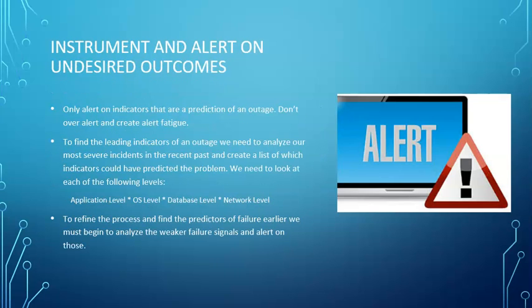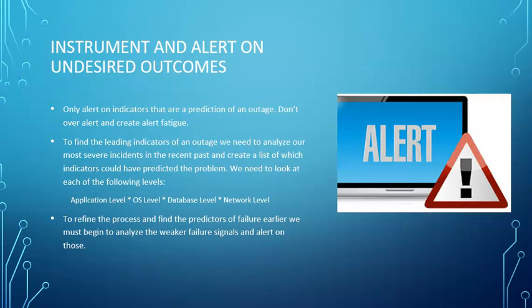The next step after we are looking to detect our issues is, of course, to alert on these issues. So we're looking to find those indicators that are prediction of an outage and alert on those specific things, because if we try to alert on everything, then we're going to develop some alert fatigue, and by then the alerts will mean nothing because there are so many of them.